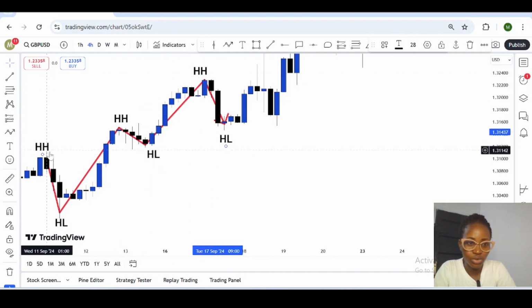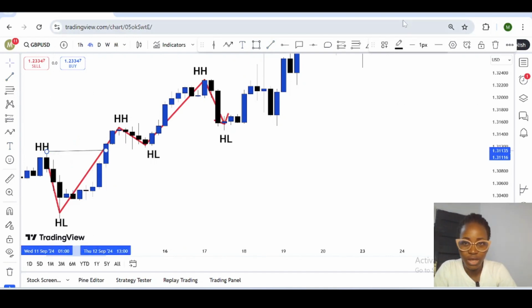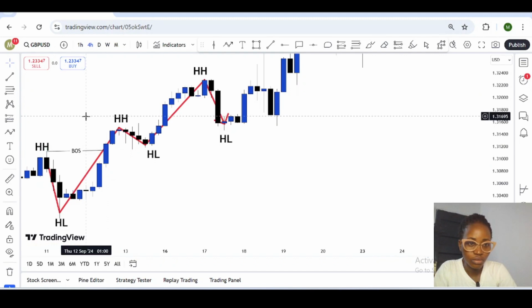Right? So you can see here we have higher high. We have a pullback. Look at where the pullback stops, which is our higher low. Then we have a continuation move, breaking this previous higher high. So we are going to bring in break of structure and change of character. So based on the rule, each time price breaks a higher high, we have a break of structure, right? So price is breaking this structure.